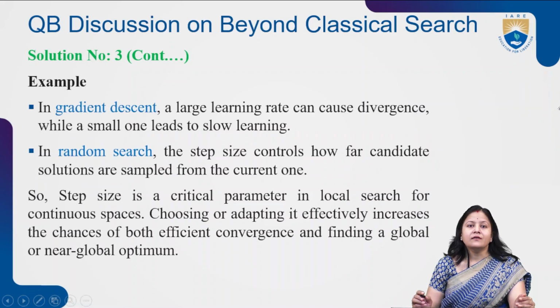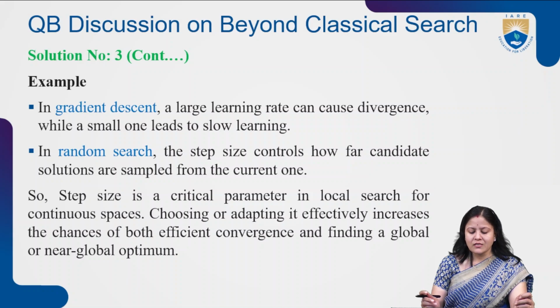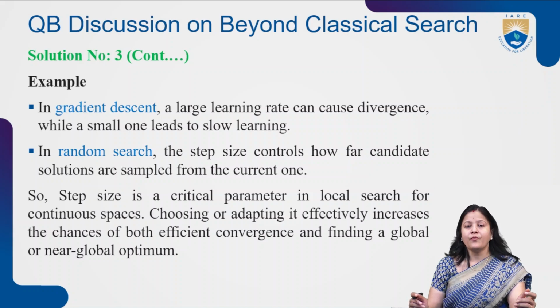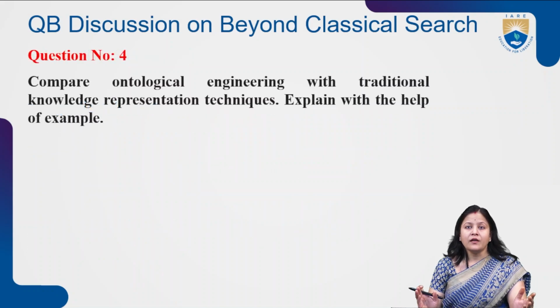Okay, now you can see the example for this question. In the gradient descent method, a large learning rate can cause divergence, while a small step size can lead to slow learning. But in the case of random search, the step size controls how far the candidate solutions are sampled from the current one. So the step size is a critical parameter in local search for continuous spaces. Choosing or adapting it effectively increases the chances of both efficient convergence and finding a global or near global optimum. Now let me discuss another question.